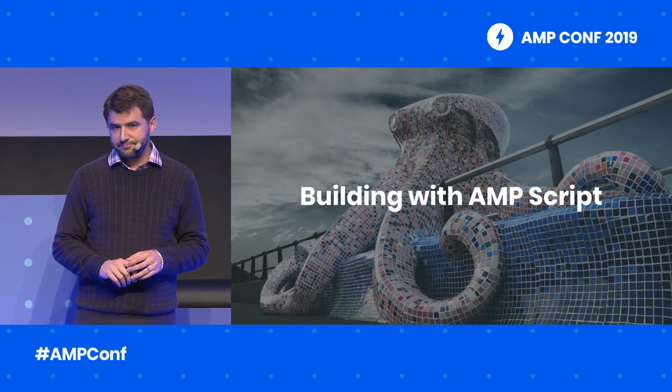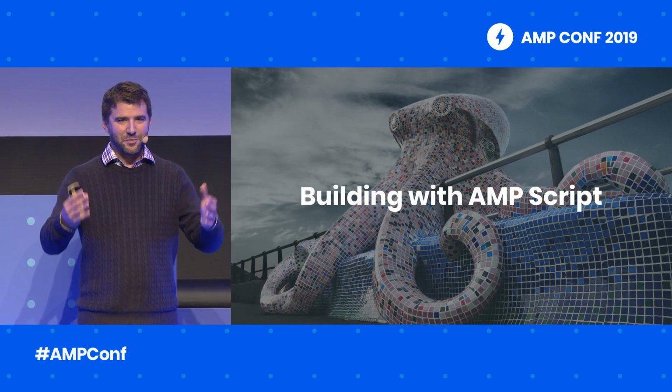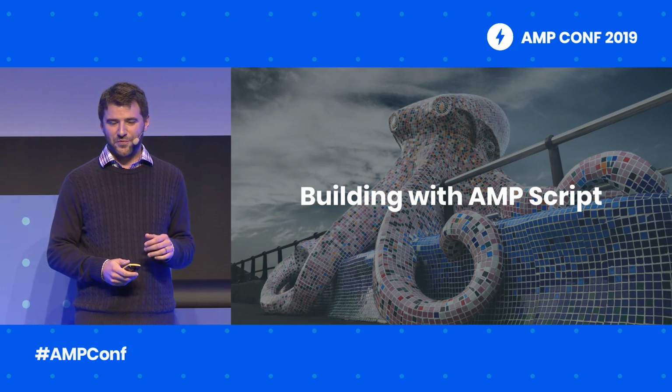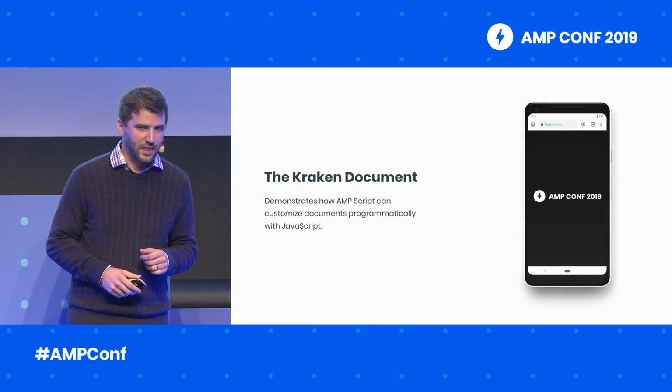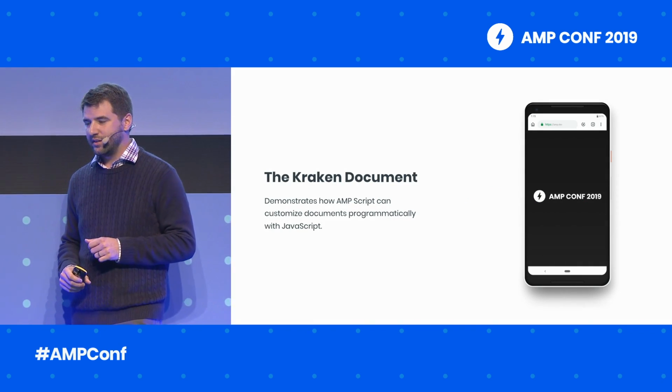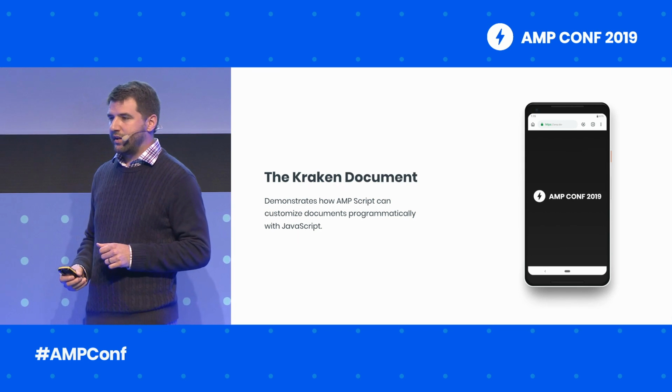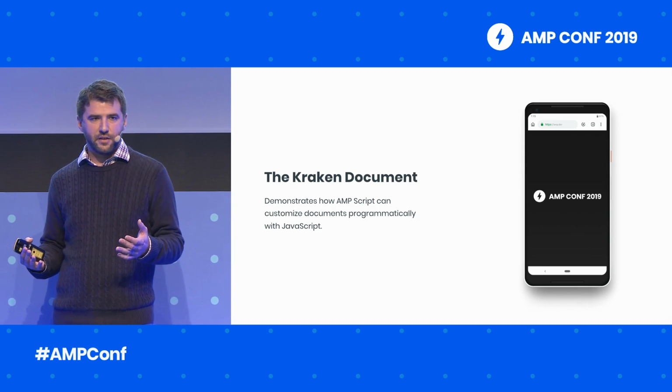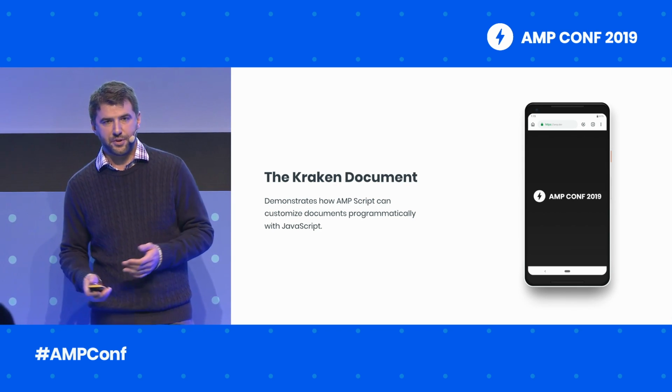So let's build something. That was a little deep. Maybe we can back up and build something and make this a bit more fun. Let's start with the Kraken document. This is an example that I built, and it expresses most of the common functionality that you would need to do within an AMP script component.